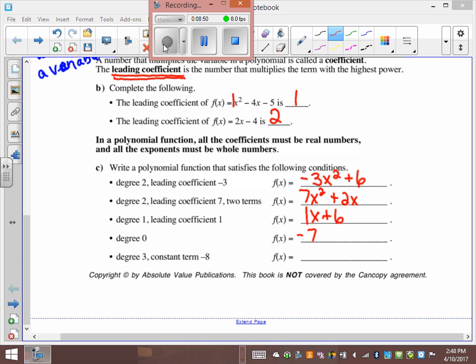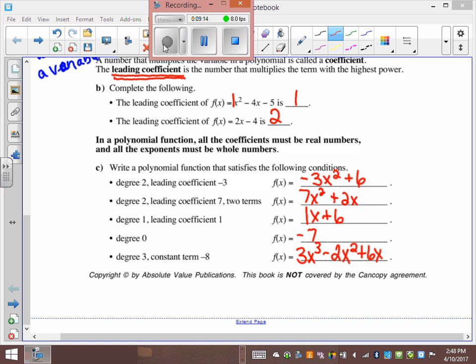Degree 3. So I could go 3x cubed. Could I go negative 3x cubed? Yes. Could I fill an x squared and x in the middle as well? Sure. I could go minus 2x squared plus 6x, or I could not have those at all, because those are not important, right? The x cubed is important. So literally at this point, I just need to have an x cubed.